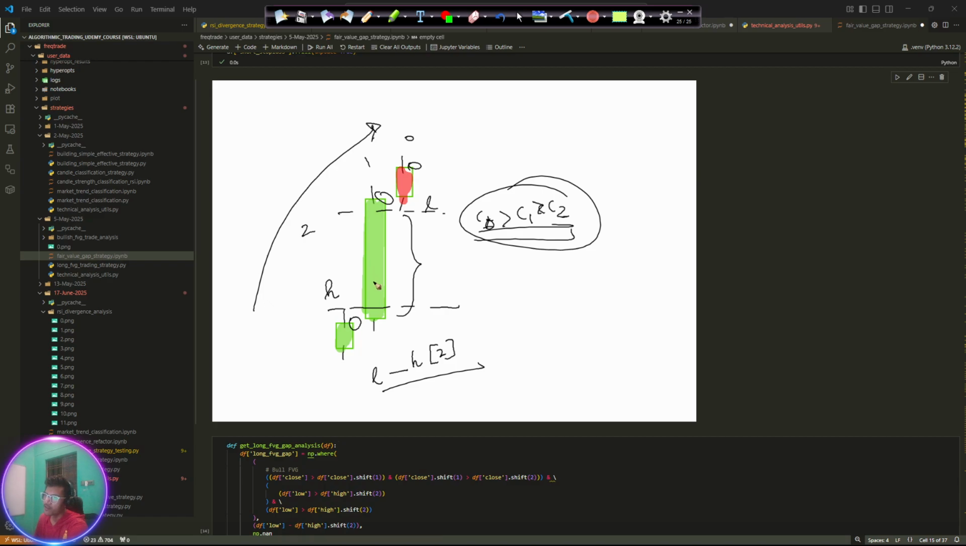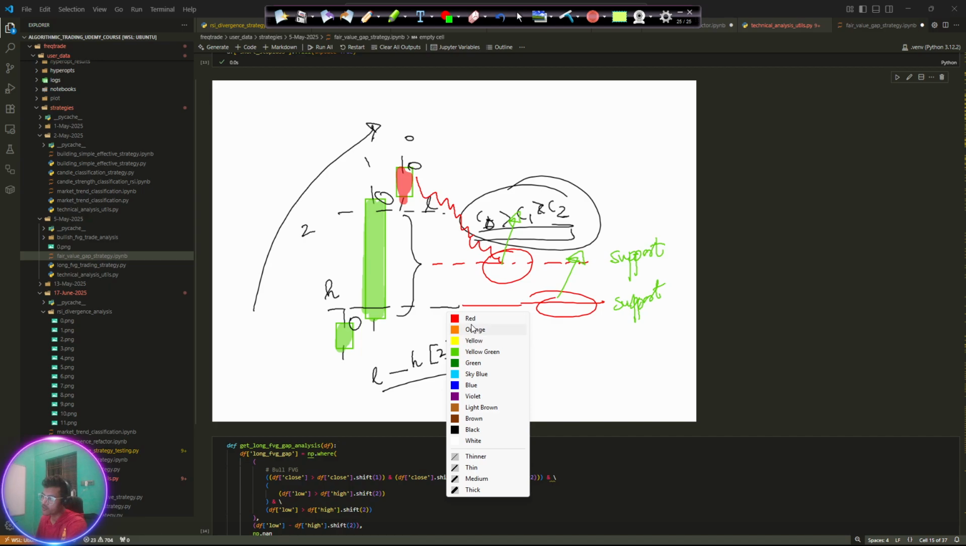That's what we actually call a fair value gap, because after this the market comes down and tests this area, there and there, and takes support from there. So these levels make really good support levels, and they also give us a really good stop loss.